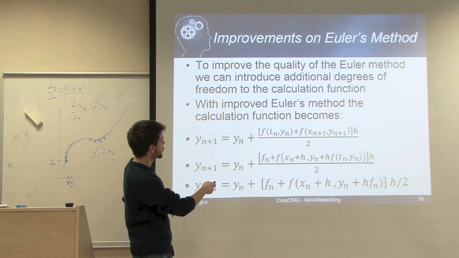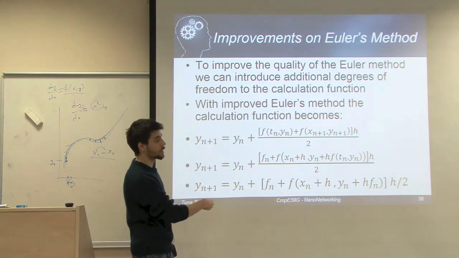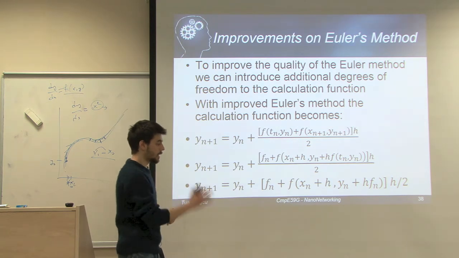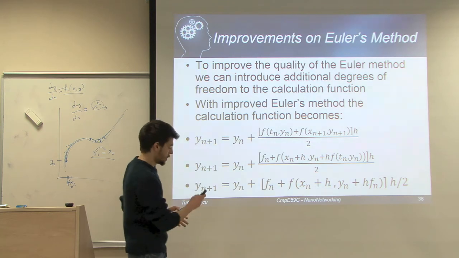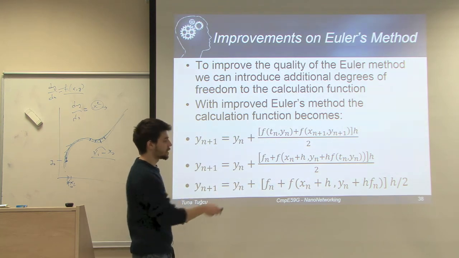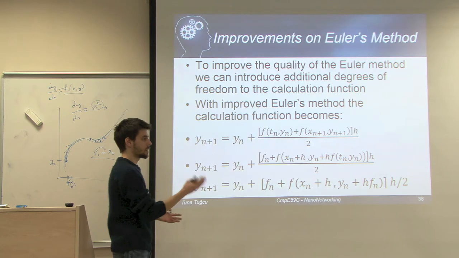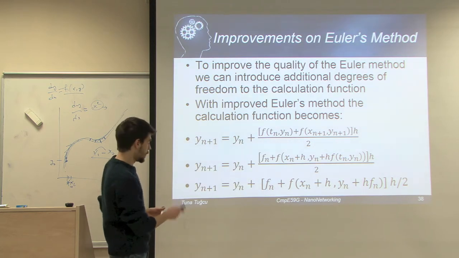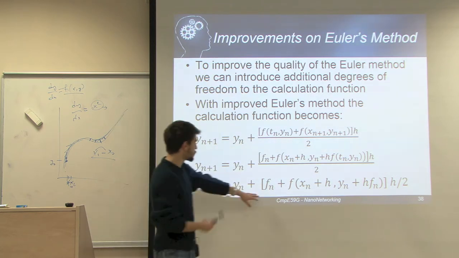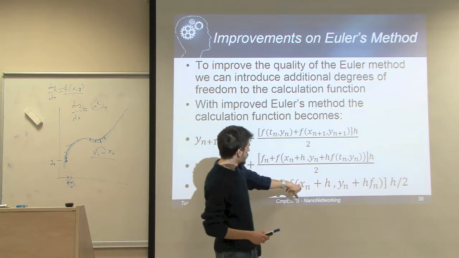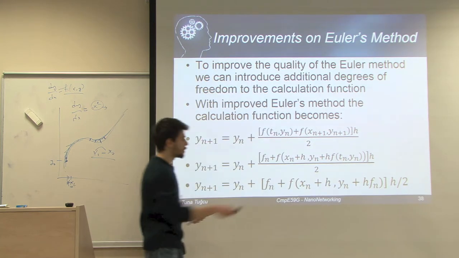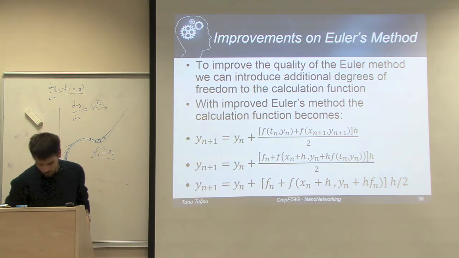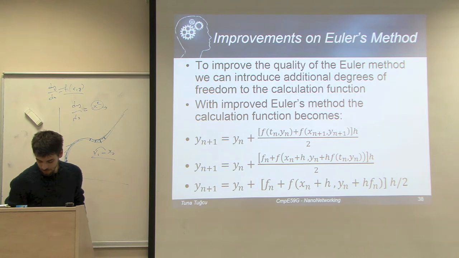So this, again, is the same thing as this, but this whole thing is also an approximation. So at each step, we do two approximations at the same time. And we divide it by two, since we need the arithmetic mean. And what you get as the final solution is fn plus f x n plus h, y n plus h fn, and divide that by two. Of course, times the step size.